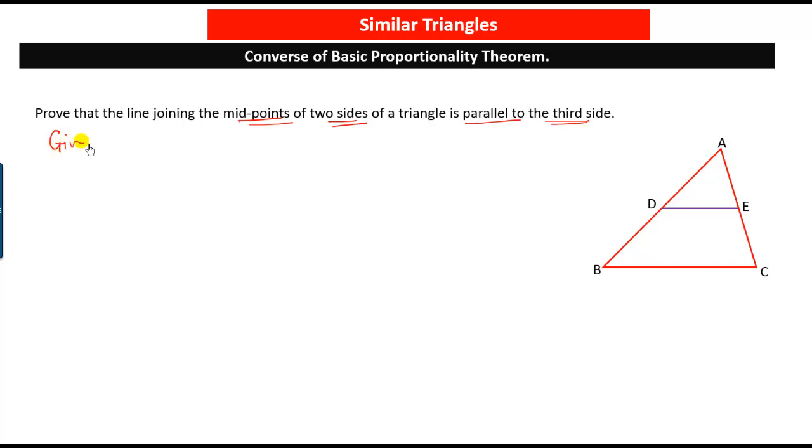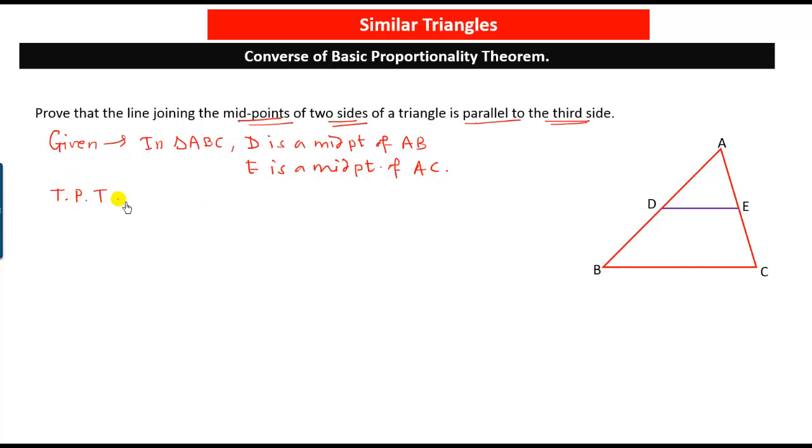So first we will write the given. In triangle ABC, D is a midpoint of AB, and E is a midpoint of AC. And to prove that DE is parallel to BC, this we have to prove.